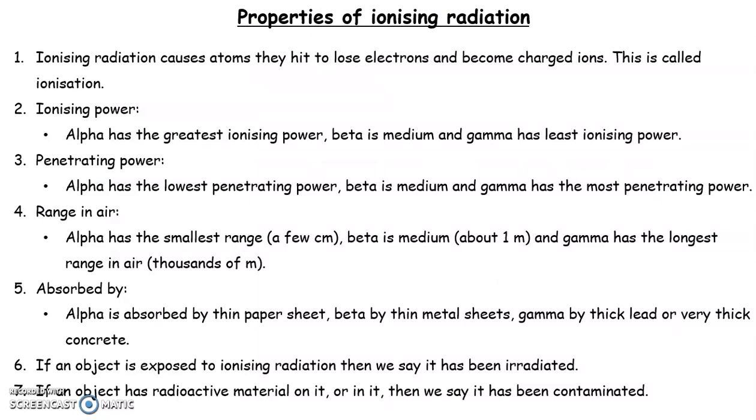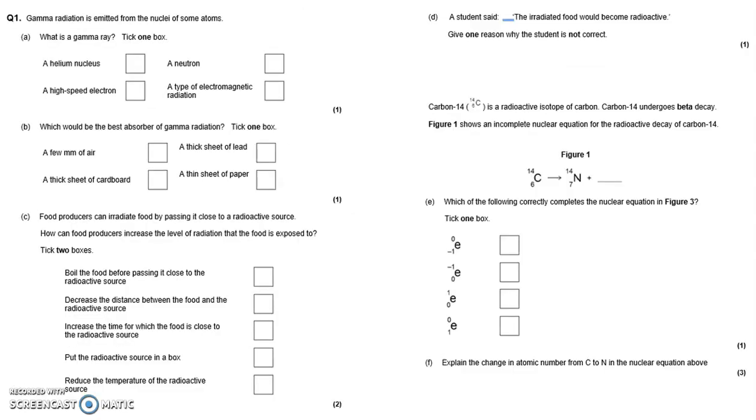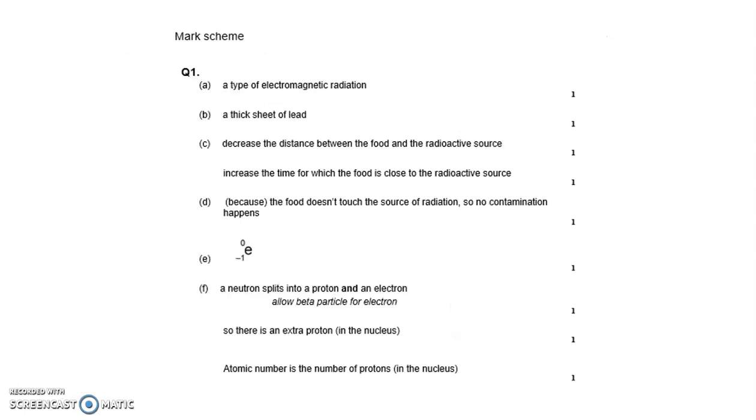So by the end of this lesson, we have gone over the properties of ionizing radiation. We've talked about alpha, beta, and gamma in terms of their ionizing, penetrating powers, their range in air and what they're absorbed by. We know the definition of irradiated, the definition of contaminated. And to finish off, I'd like to have a go at these exam-style questions. You should give yourself a good 10 minutes or so to finish these, please. And here's the mark scheme for those exam-style questions. Again, change or correct anything you need to do so.